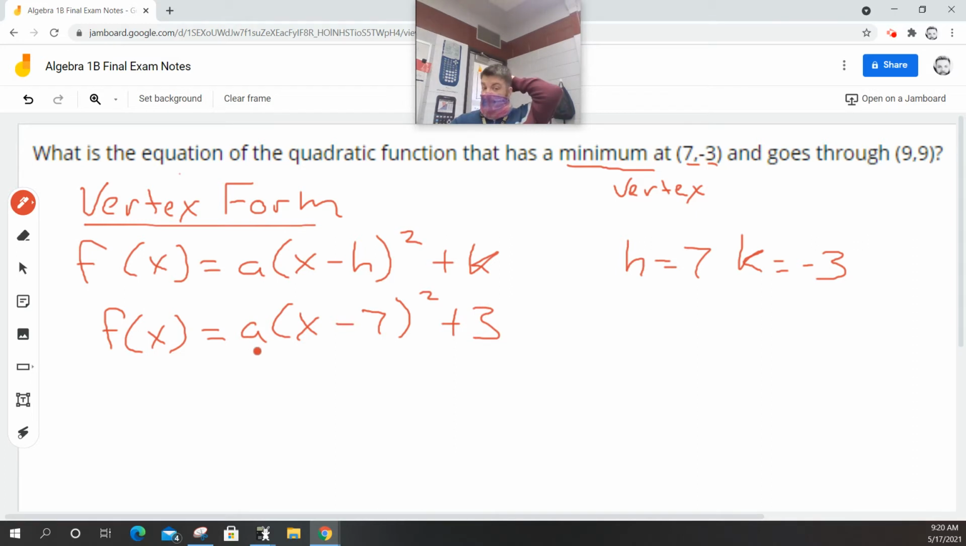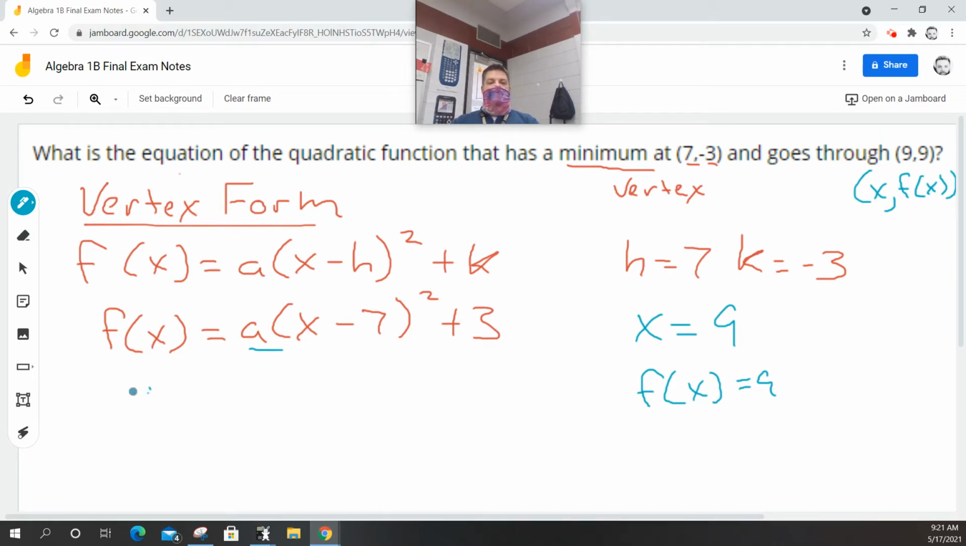Now the only thing that I need to figure out is what's a. Well, I have what I need. Remember that (9, 9), in other words, when x equals 9, f of x equals 9 as well, right? So we're used to seeing this as x comma y, but now that you're in the big house, we think of it as x comma f of x. All right? So I'm going to plug those values in and solve for a.